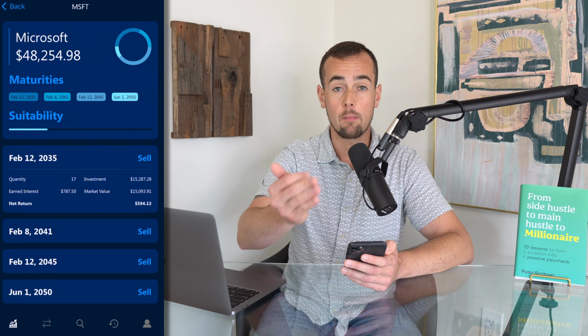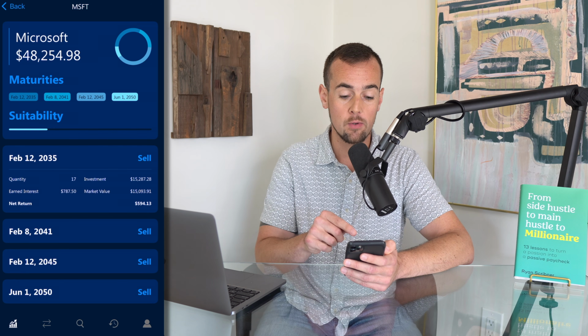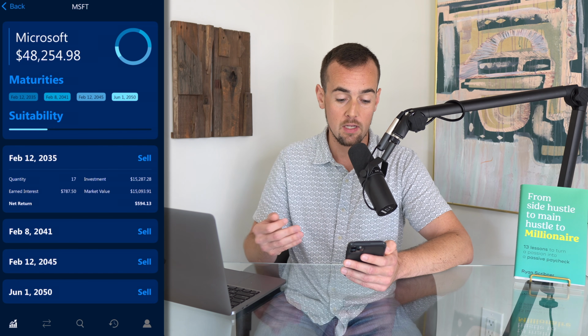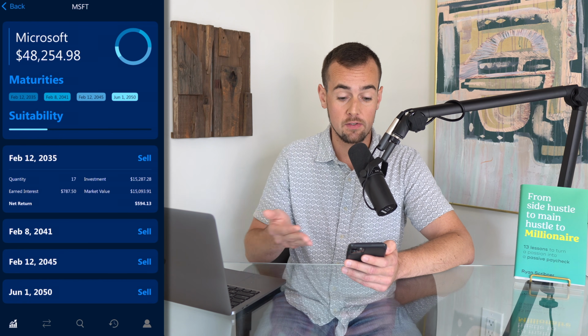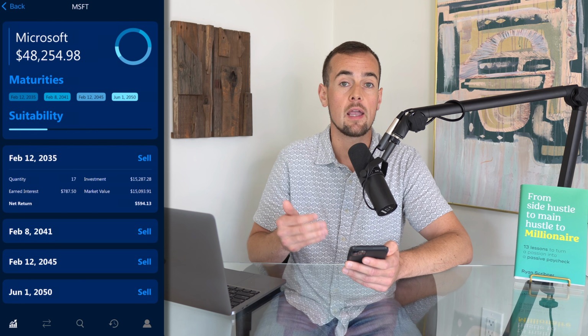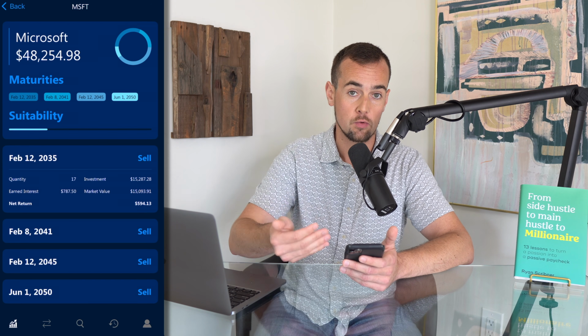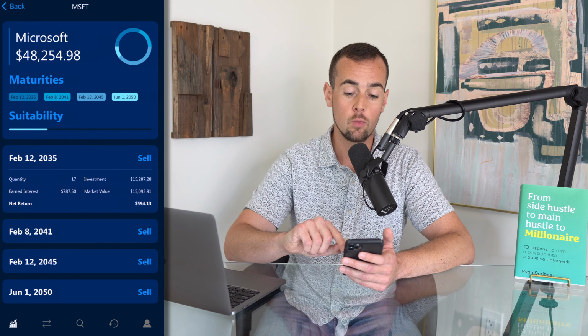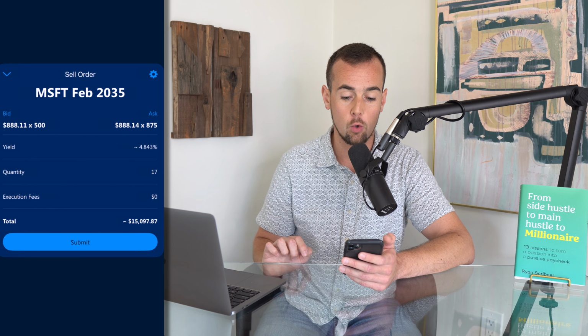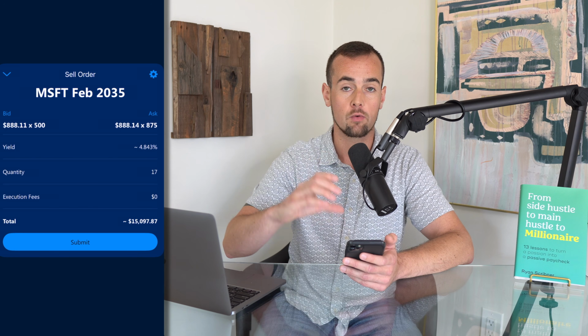For example, the Microsoft bonds here with a February 2035 maturity is a quantity of 17. Now, if you wanted to hold on to these bonds until maturity, that's when you would get paid back your money and you would earn the interest in the meantime. Or if you wanted to sell those bonds early, you would simply click on the sell button in the corner and you could sell that Microsoft bond.